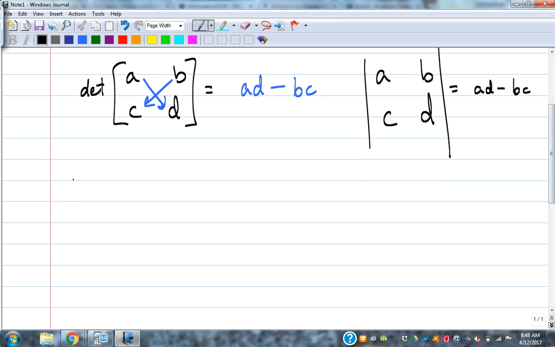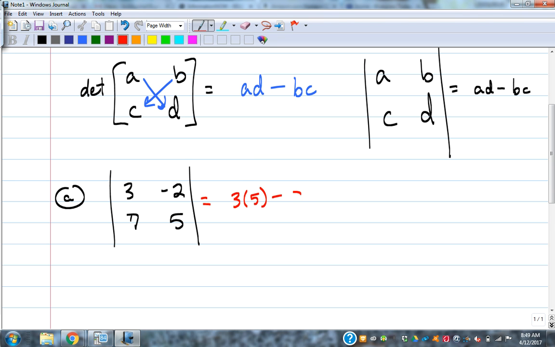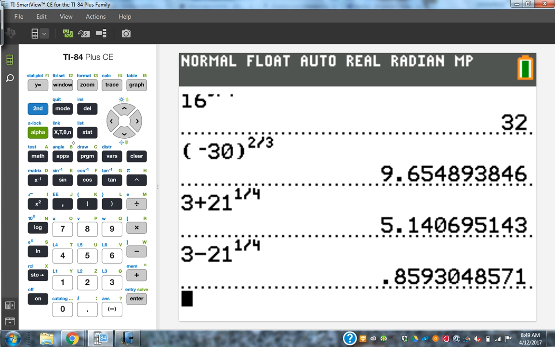So let's do a 2 by 2: 3, negative 2, 7, 5. Then the bars tell us to take the determinant of that. So 3 times 5 minus 7 times negative 2. 15 plus 14 is 29. Straightforward. Very straightforward.